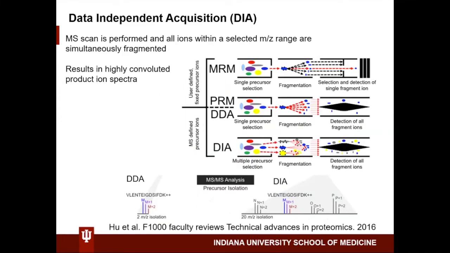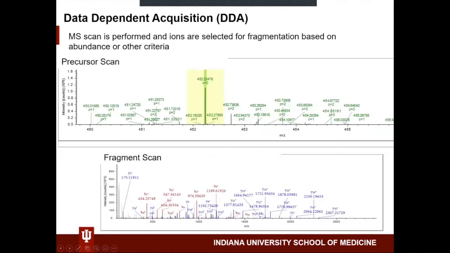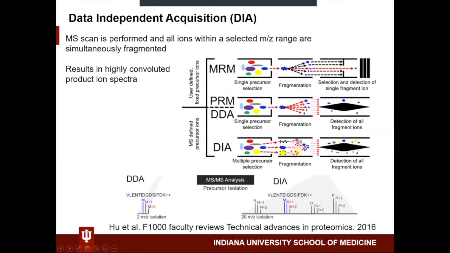There's also data-independent acquisition, which is becoming more popular, in which an MS scan is performed and all ions within a selected m/z range are simultaneously fragmented. So it's like what we had here, but instead of just a small range of maybe 1 or 0.7 Daltons, we have a 20 m/z isolation window. Here's how the isolation window looks for DDA versus the isolation window for DIA.